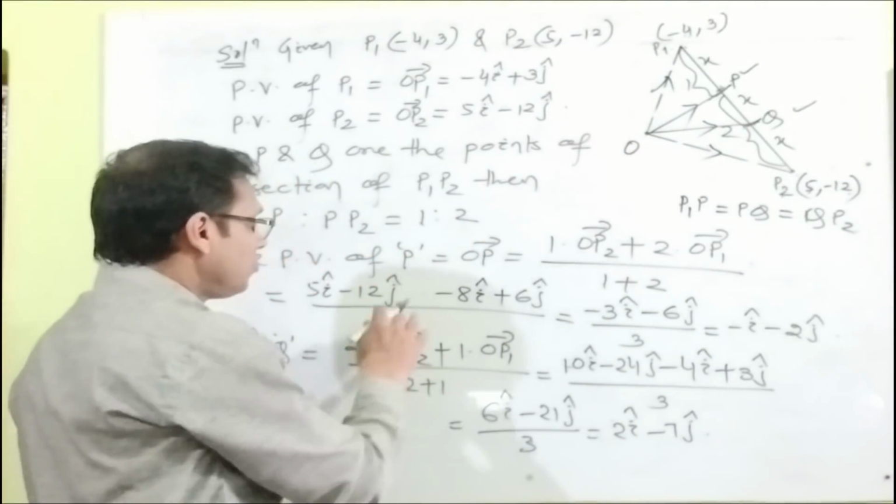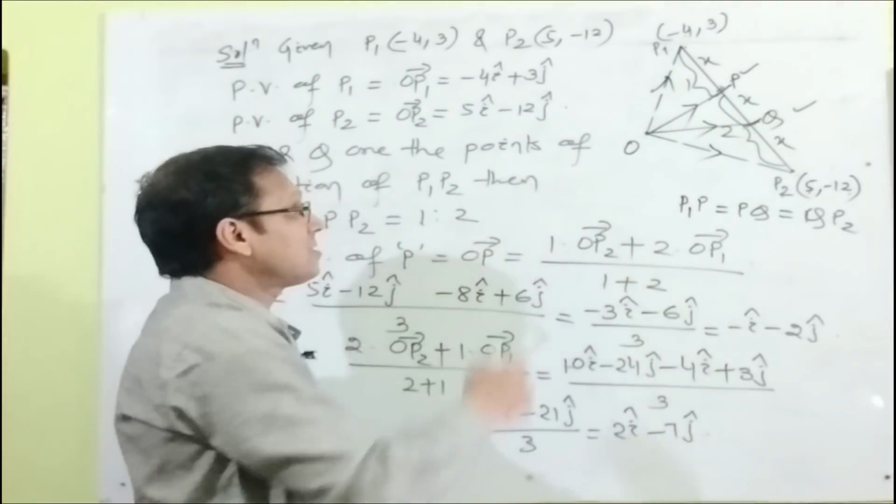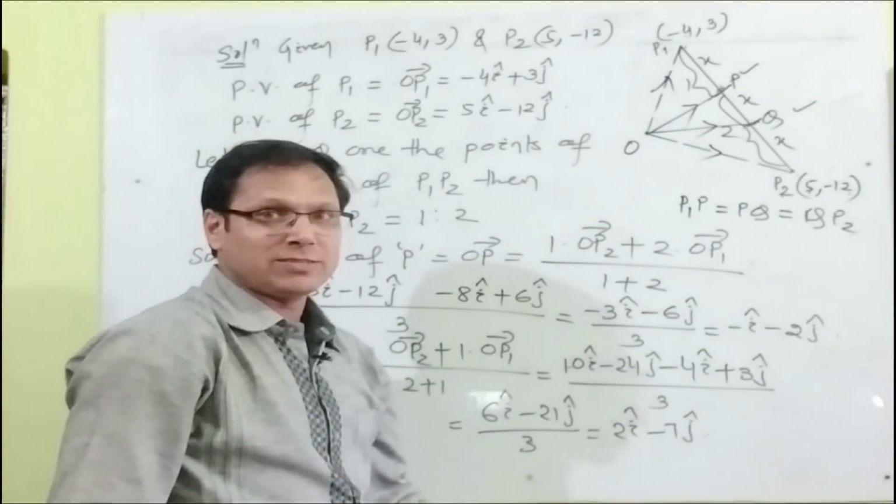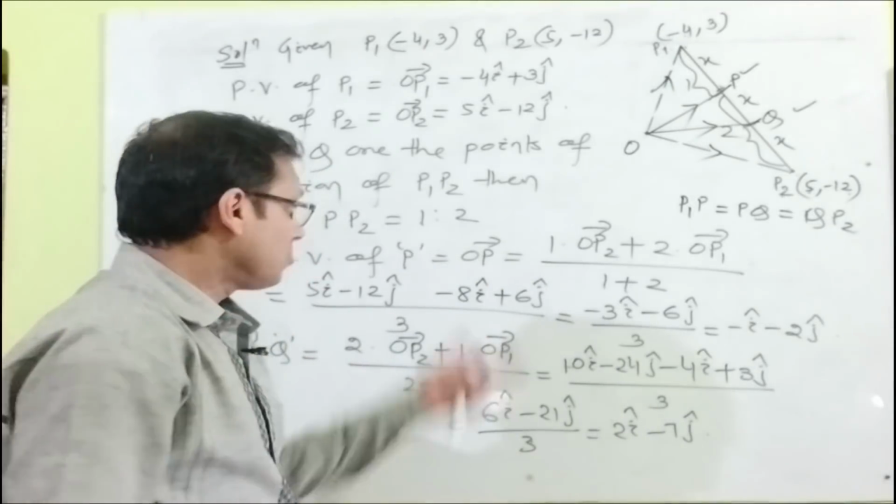So we have found the position vectors of the points of trisection of the line segment joining P1 and P2. To get the 4 marks, you have to write in this way. So make it a note first.